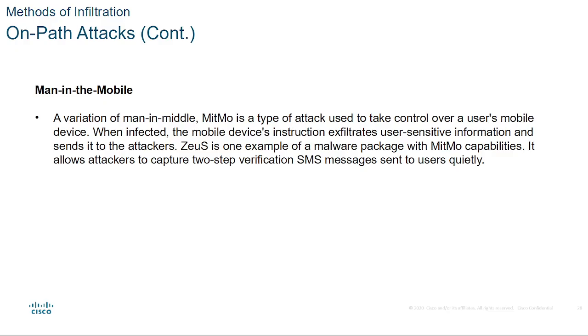Then man-in-the-mobile is a variation of the man-in-the-middle attack. Man-in-the-mobile is a type of attack used to take control over a user's mobile device. When infected, the mobile device is instructed to exfiltrate user-sensitive information and send it to the attackers. Zeus is an example of a malware package with man-in-the-mobile capability. It allows attackers to quietly capture two-step verification SMS messages sent to users.